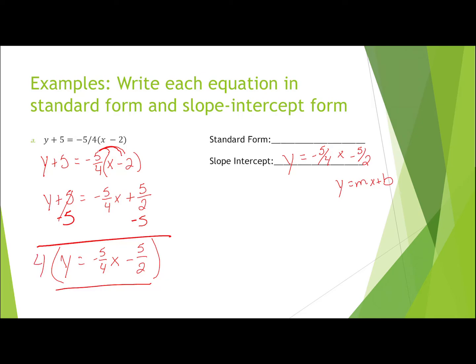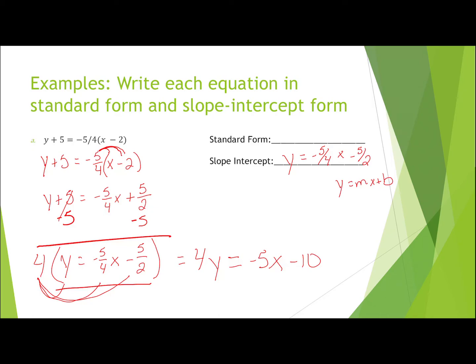So I have to multiply the y also. So this is going to give us 4y. If I distribute this in, 4y, and then the equals 4 times negative 5 fourths. Again, use your calculator if you need to. You get negative 5x. 4 times negative 5 over 2 would give us negative 10, so our fractions went away. That's good. We have no fractions.